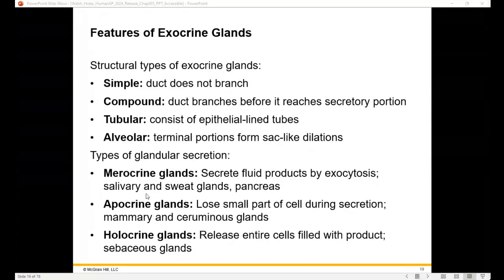Okay, the types of glandular secretions you see. Merocrine glands, these secrete fluid products by exocytosis, so salivary and sweat glands, and the pancreas. The apocrine glands, they actually lose small parts of the cell itself during secretion, like the mammary and ceruminous glands. And then holocrine glands that release the entire cell parts filled with product, like the sebaceous glands.